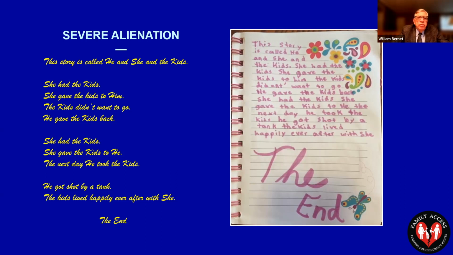She had the kids. She gave the kids to him. The kids didn't want to go. He gave the kids back. She had the kids. She gave the kids to he. The next day, he took the kids. He got shot by a tank. The kids lived happily ever after with she. The end.